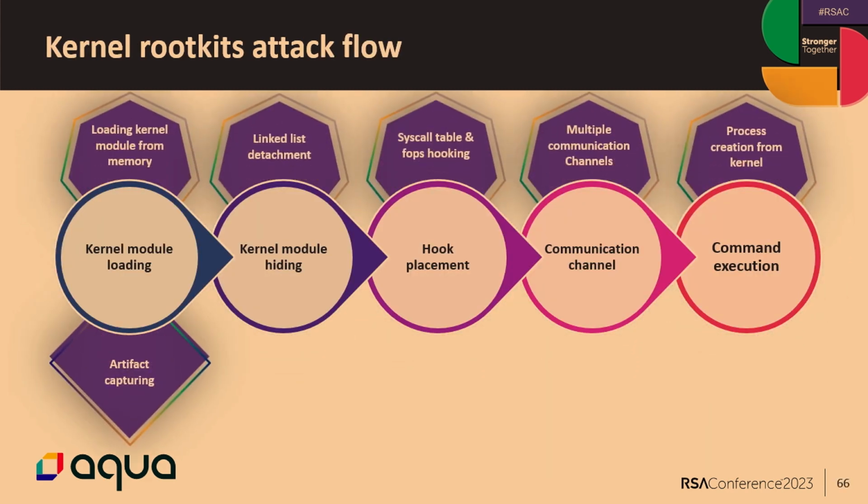Okay, so we've seen the attack flow of kernel rootkits. We started from kernel loading. We've seen how we can capture a fileless kernel module and detect that the kernel module was loaded. We then saw how kernel modules are able to hide themselves and how we can detect it. We've seen two or three ways that kernel rootkits are able to place hooks upon the system to modify the response and hide artifacts. And we saw some examples for the communication channel and for command execution by kernel rootkits. So this is the kernel rootkit attack flow.